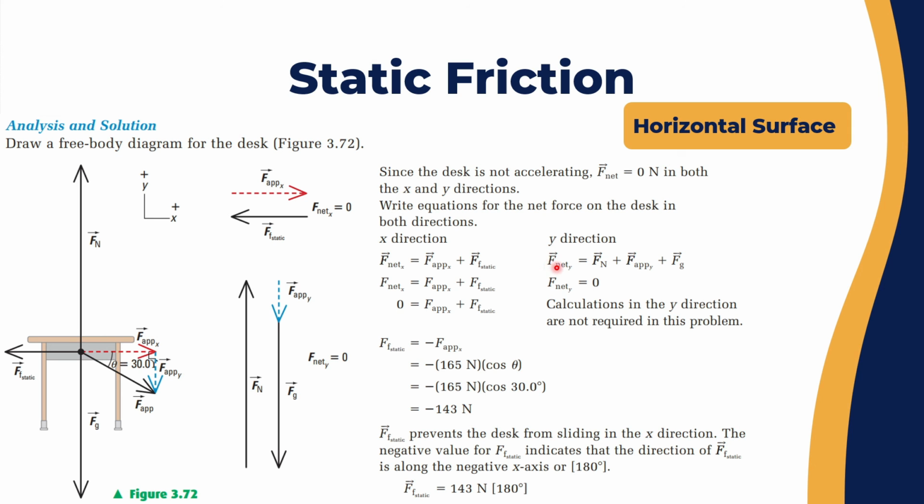In the Y direction, F net Y is 0, which is the F normal plus the F applied Y plus the F G. In this problem, the calculation of the Y direction is not required, so don't worry about it. There is a value in it, but don't worry about it in this case.